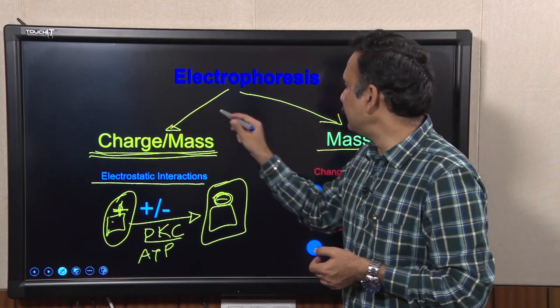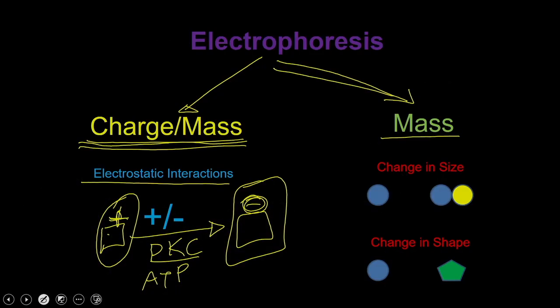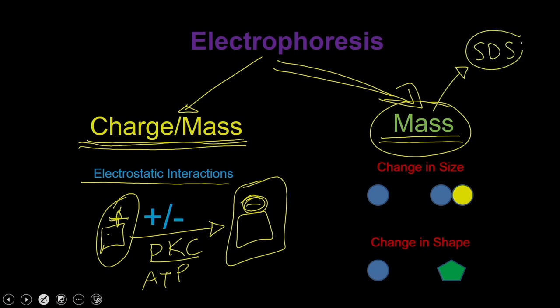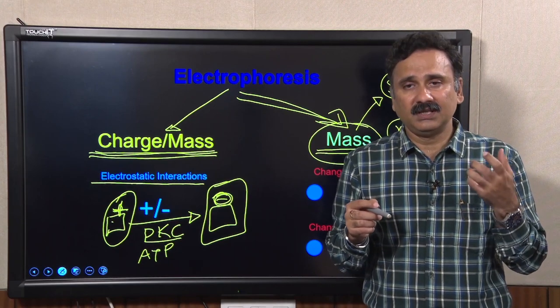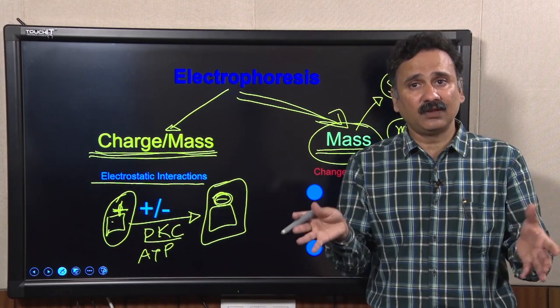Similarly, electrophoresis also considers the mass, which means it also separates the molecules based on their mass. For example, when you add SDS into the electrophoresis, the charge gets neutralized and the molecules are separated only based on the mass, which means it is going to tell you the change in the mass or the change in the size of the molecule.